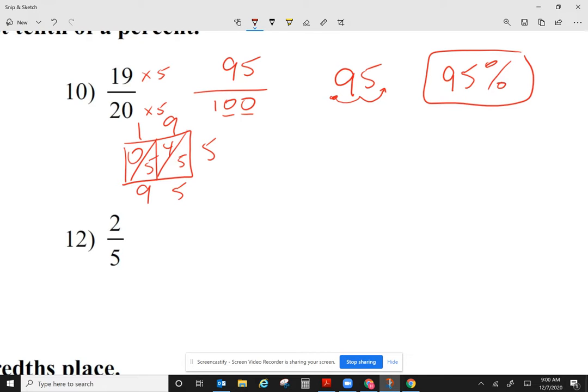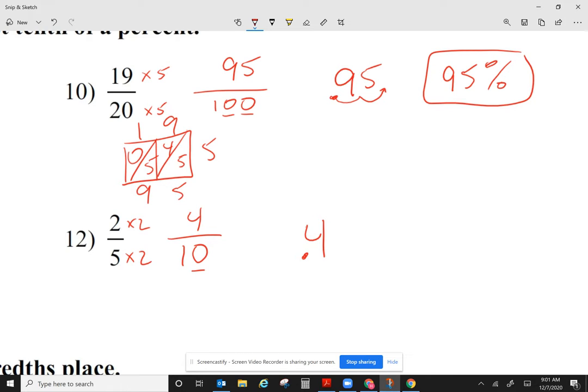Now looking at question number 12. Remember, I want the number at the bottom to be either 10, 100, 1000, a 1 and zeros. I'm going to multiply each by 2, and the reason why is because I get a 10 at the bottom. 2 times 2 on the top is 4, so my answer has a 4. Remember, I know how many decimal places depending on how many zeros are at the bottom. So I have one decimal place, and my answer is 0.4 as a decimal.